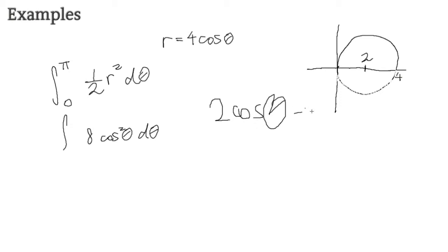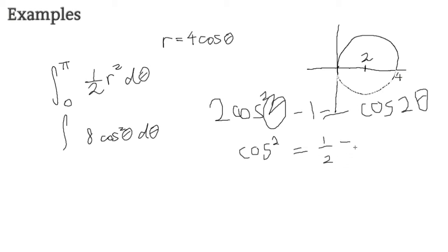So we have 8 cosine squared theta d theta. In order to integrate 8 cosine squared, you'll have remembered that you have to use the compound angle method, which gives us cos 2 theta equals 2 cos squared theta take 1. If we rearrange, cosine squared theta is equal to half plus half cosine of 2 theta.